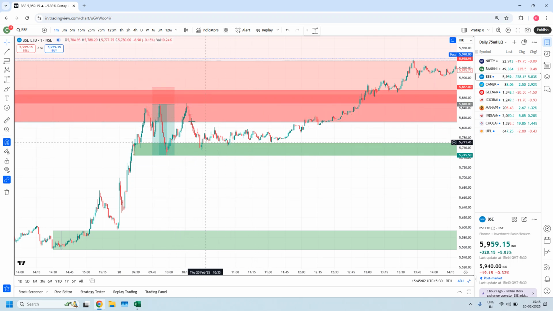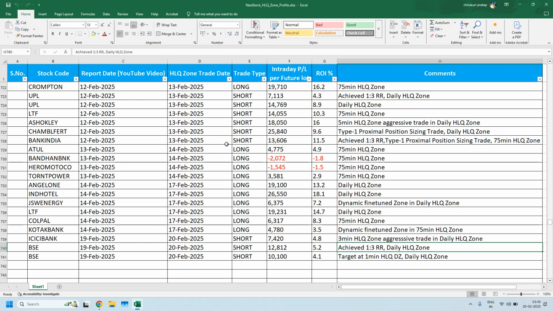What about the second one? Second one, maybe you would have exited. It may not be exactly here, but we should exit in this area. So that way, on the second trade you would have got a profit of 10,100 rupees. First time you got more because you achieved 1:3 RR. Second time you exited by realizing it is a high liquidity zone.